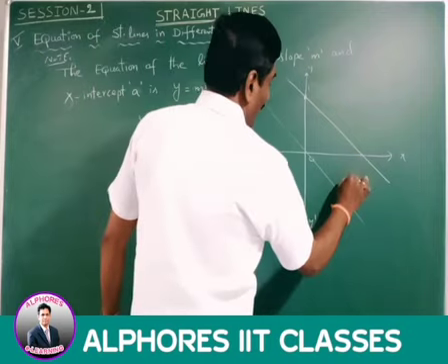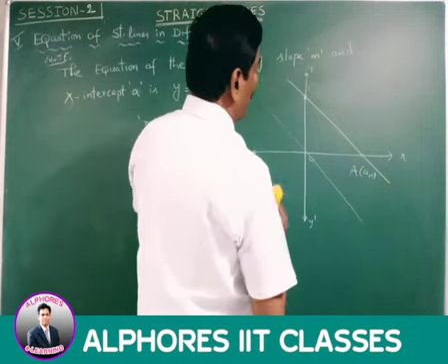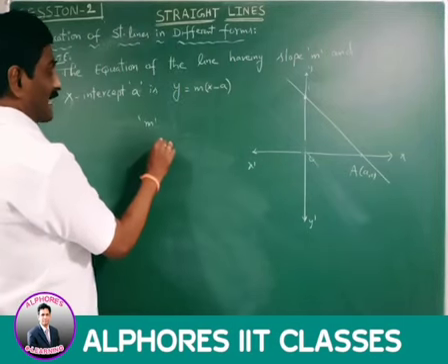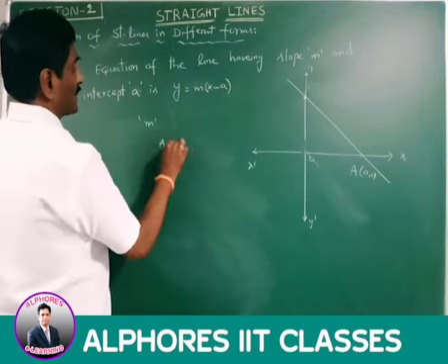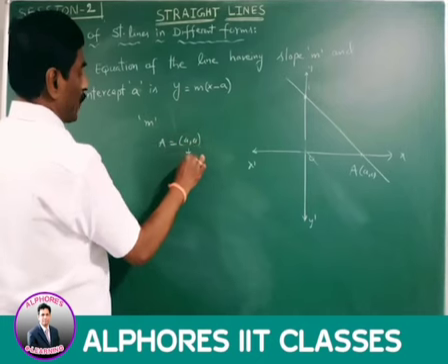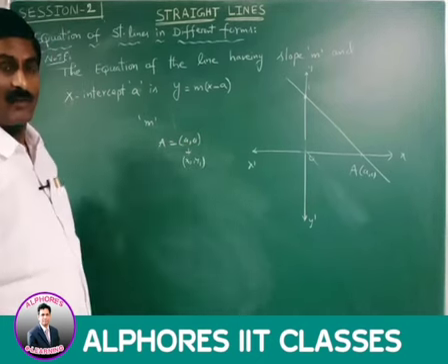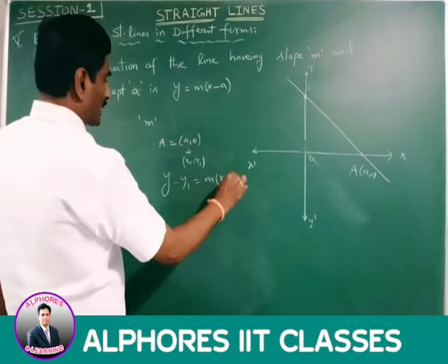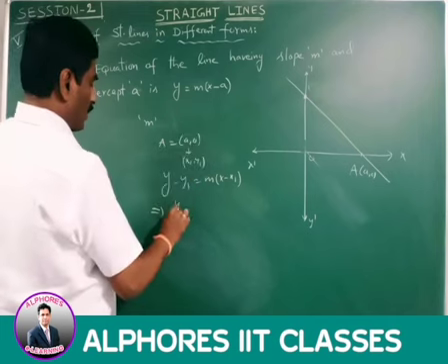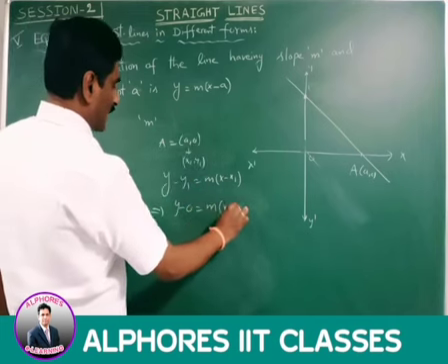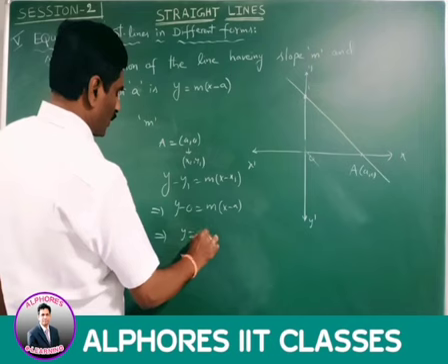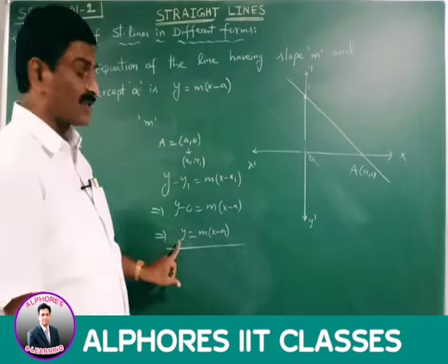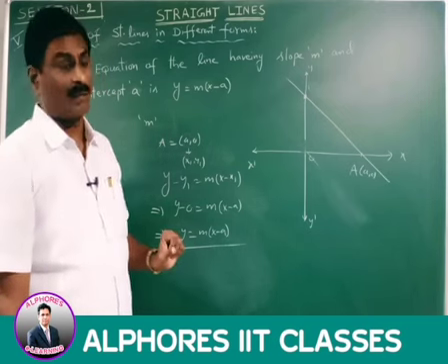That means the line cuts the x-axis at a comma 0. Slope of the line is m and the line cuts the x-axis at a. That means it passes through the point a comma 0. It is the point x1 y1. If the slope and point are given, what is the equation of the line? Y minus y1 is equal to m into x minus x1. Here y1 is 0, so y minus 0 is equal to m of x minus a. That implies y is equal to m of x minus a. If the slope and x-intercept are given, the equation of the line is y is equal to m of x minus a. Please note this point.